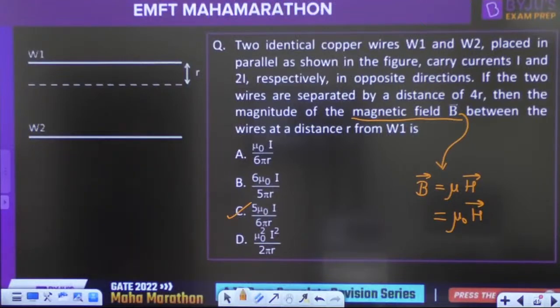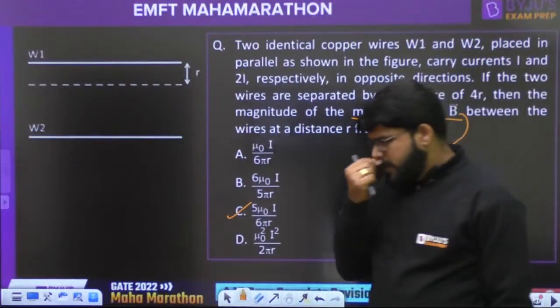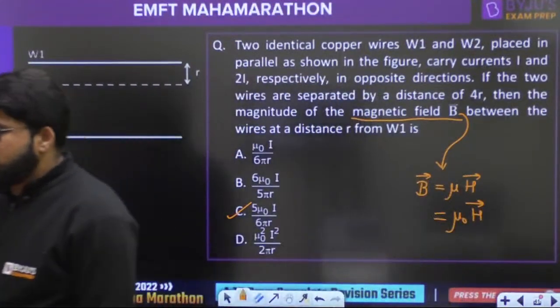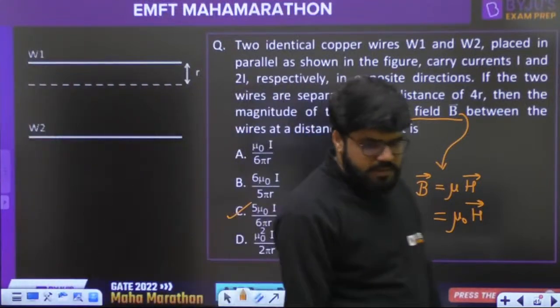Cool. The correct answer is option number C, everybody. Chalo.